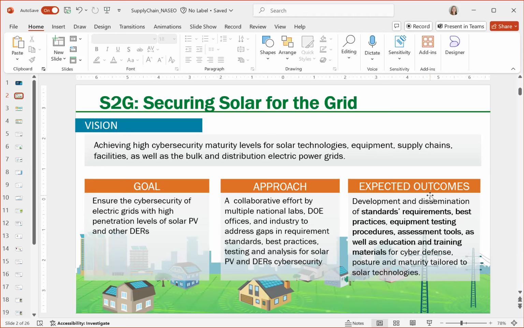But this project is a lab project, a collaboration between Idaho National Laboratory, the National Renewable Energy Laboratory, the Pacific Northwest National Laboratory, and Sandia National Laboratories.